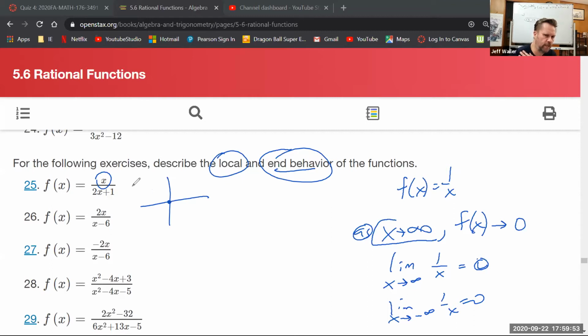So what is its behavior at the root? What would it do here? What's the multiplicity of this guy? 1. It's going to go through either that way or that way, it depends, right? So it's going to go through its root. And what's it going to do at its asymptote? What is its vertical asymptote?